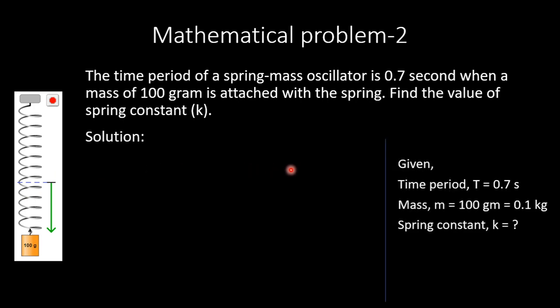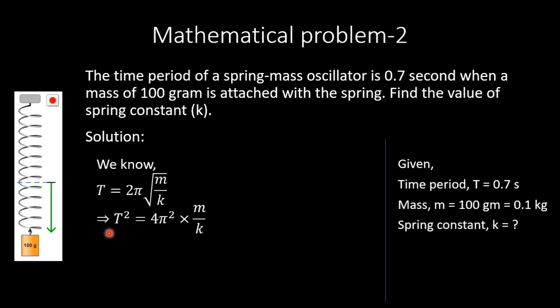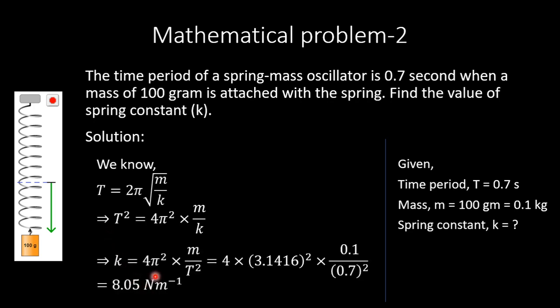So we have the given information: t equals 0.7 seconds, mass m equals 0.1 kg. What is the value of k? When we put the values in the formula t equals 2 pi root over m by k, we can determine the value of k from here, and as a result we find the value of k as 8.05 Newton per meter.